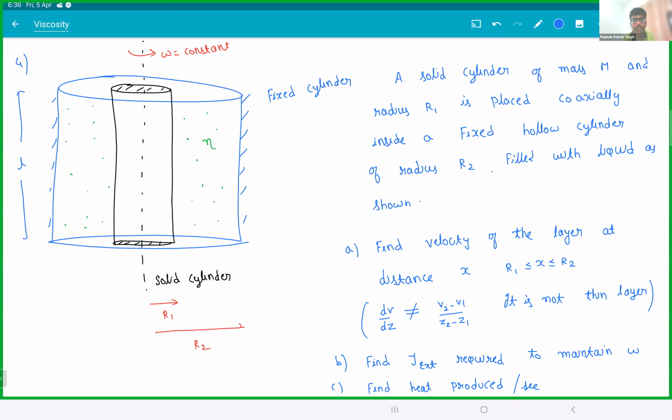Is the thin layer assumption just for subpart A or also for B and C? Everything. R2 minus R1 need not be thin, right? Yes. Until and unless mentioned, don't assume it is a thin layer. If you see, in every question I was mentioning, there's no guarantee it will be thin. If it is thin, they will say R2 minus R1 is much smaller than L.